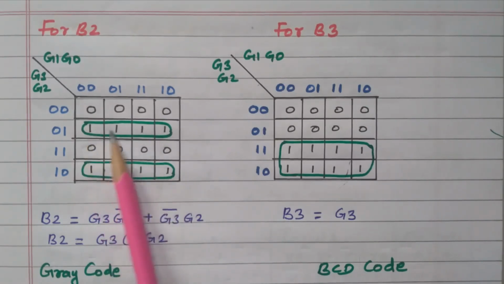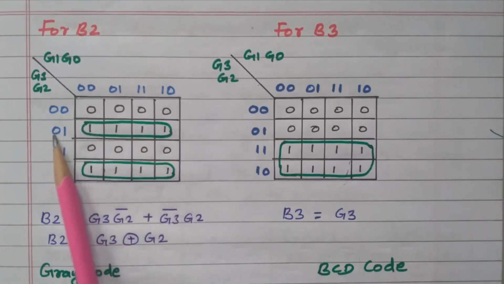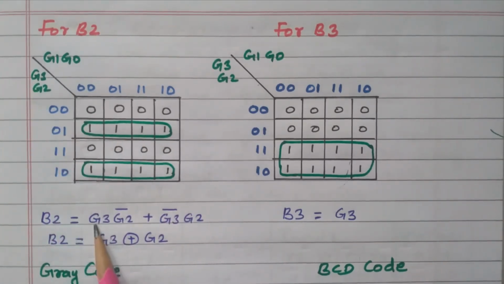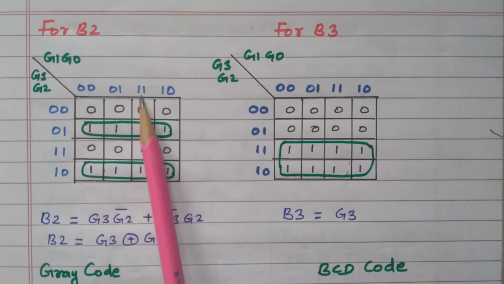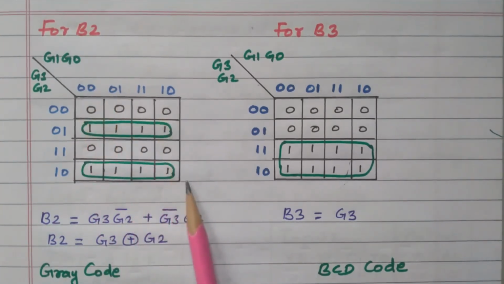While grouping these 4 ones, we have to refer to the corresponding second row, 0, 1. 0, 1 means G3 dash G2. All columns are cancelled. 0, 0 is cancelled by 1, 1, and 0, 1 is cancelled by 1, 0. Now we'll see the grouping of these 4 cells.